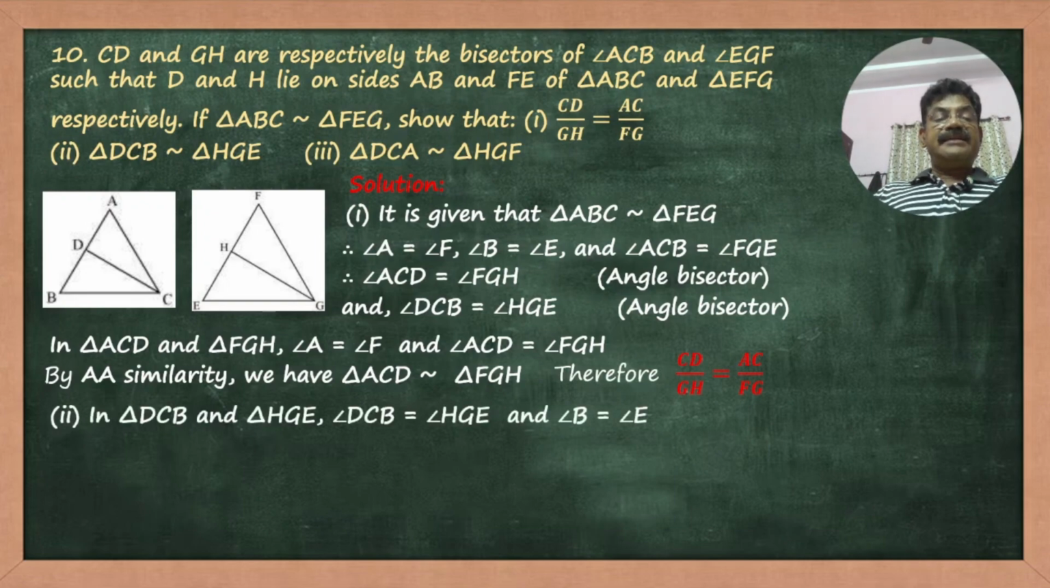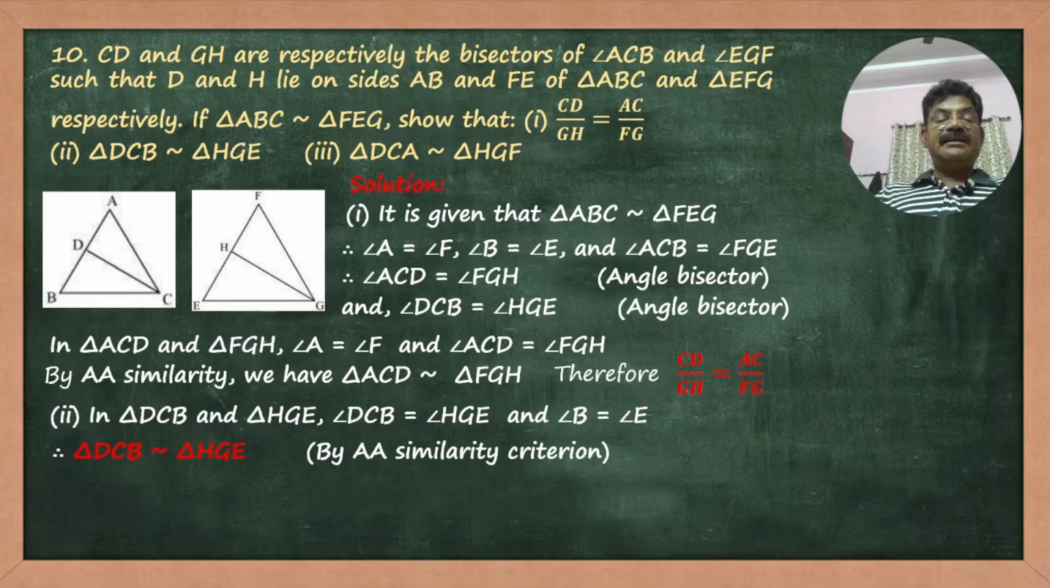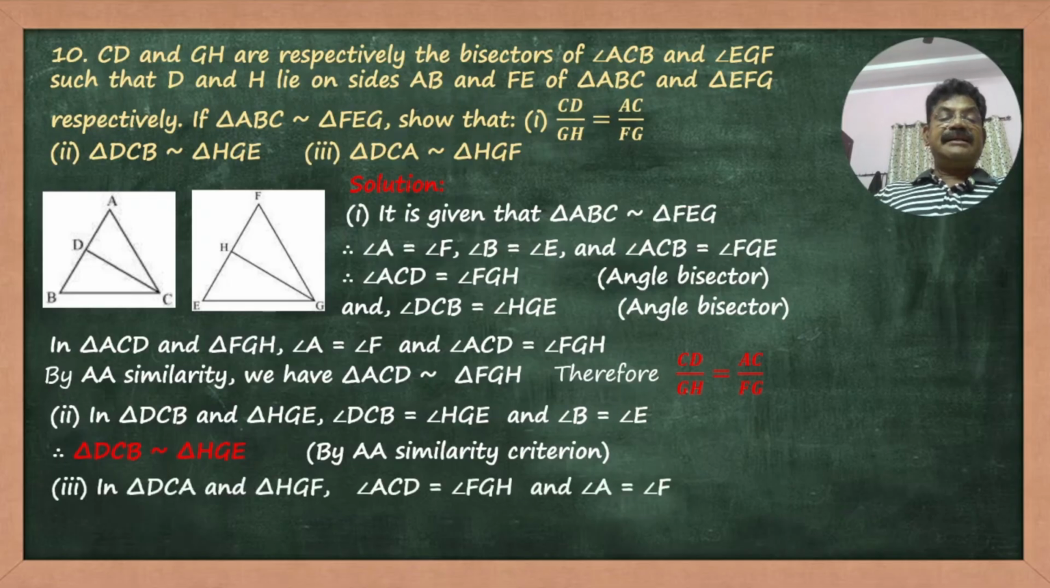In triangles DCB and HGE, angle DCB equals angle HGE and angle B is equal to angle E. Therefore, triangle DCB is similar to triangle HGE, by the same angle-angle similarity criterion. Third part: in triangles DCA and HGF, angle ACD equals angle FGH and angle A is equal to angle F. Therefore, these two triangles are similar again by the same reason.